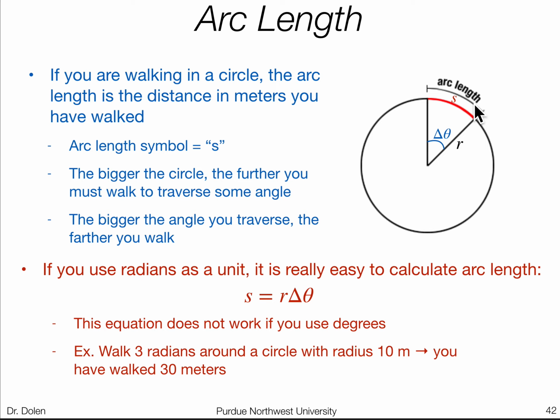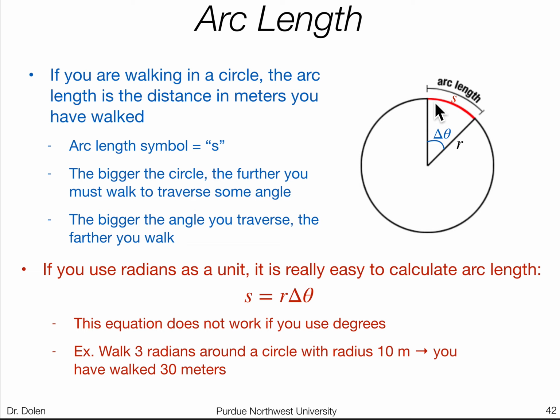Okay, and you can kind of tell the bigger the circle is, the further distance you're going to walk for the same angle, right? If this is a 10-meter circle, and you walk through maybe 30 degrees, that distance isn't going to be very much. Whereas if this is a mile circumference circle, and you're again walking through 30 degrees, this is going to be a much bigger distance, right? So the bigger the circle, the bigger R, the bigger the arc length, and you can also tell the bigger the angle you walk through, the bigger the arc length.